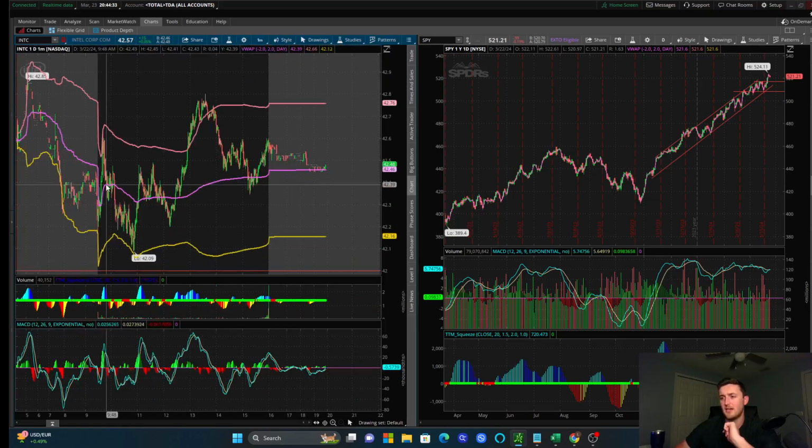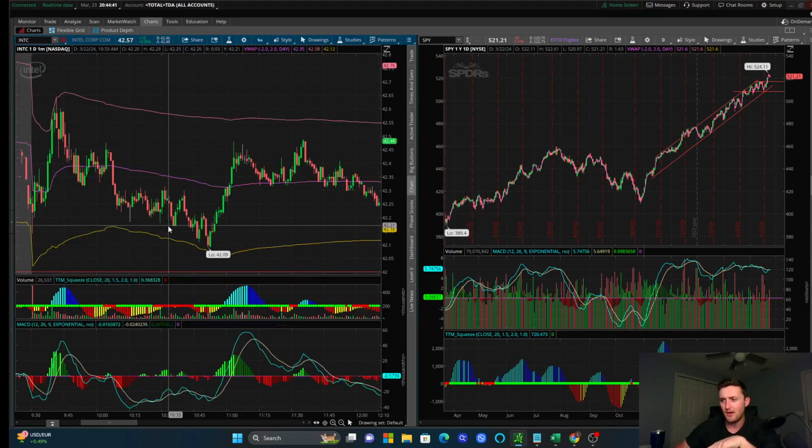So INTC right here, you could have got in at 42, which on the longer term chart, we said 42 is our major support zone. This is like 42.09, the low of the day right here. But the fact that this VWAP was so close to that major zone, and we pop really hard off of this VWAP right here, this lower band, you could use this as a great entry opportunity for a swing trade.